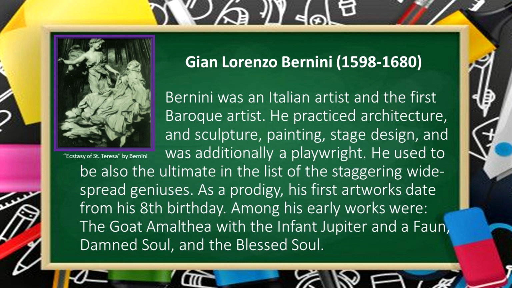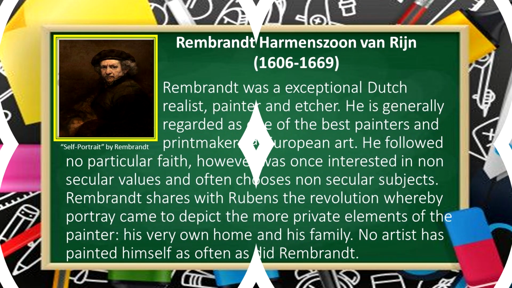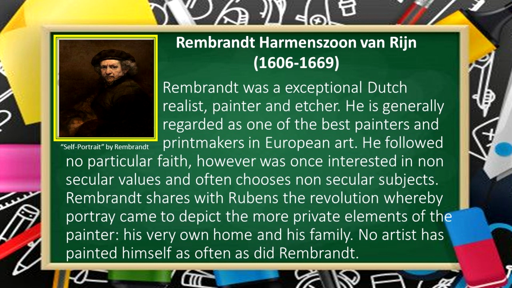Among his early works were the goat Amalthea with the infant Jupiter and the fawn, Damned Soul, and the Blessed Soul. He made a sculpture of David for Cardinal Borghese, which is strikingly different from Michelangelo's David because it suggests the differences between the Renaissance and the Baroque periods. The well-known Ecstasy of Saint Teresa was his best achievement, and the colonnade of the Piazza of St. Peter's, Rome.